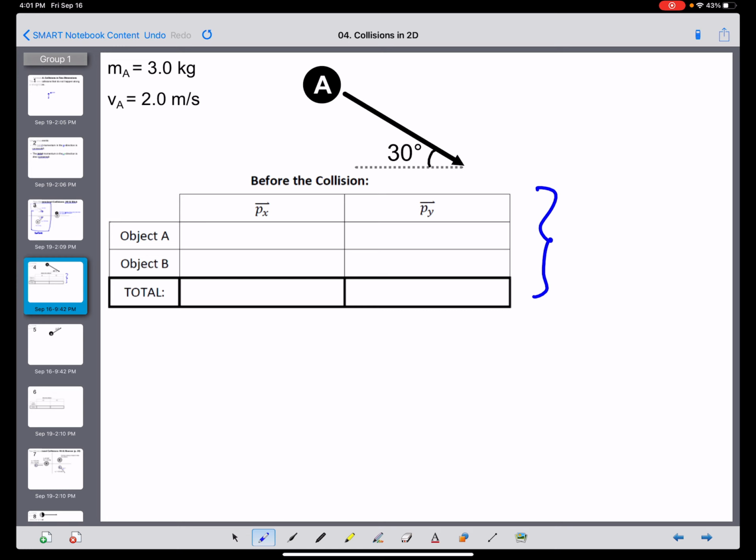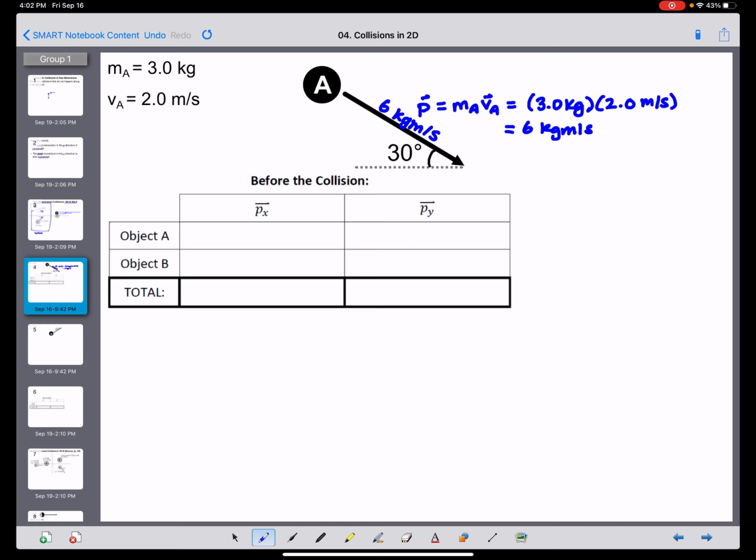We're going to start by calculating the momentum of object A before the collision. The momentum of object A is going to be A's mass times A's velocity. That's 3 kilograms times 2 meters per second, which is 6 kilogram meters per second. So 6 kilogram meters per second is represented by the black arrow that's already drawn there for you. Now, 6 kilogram meters per second is the momentum of A. It's not an x component or a y component. It's just A's overall momentum.